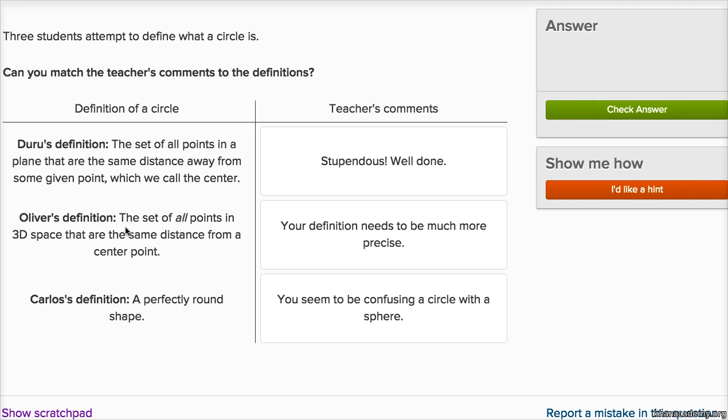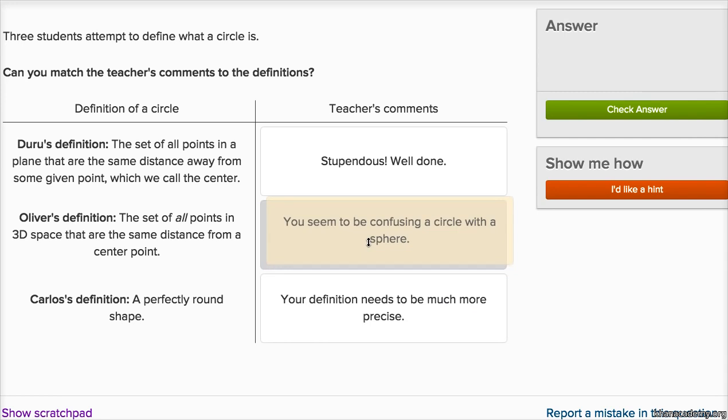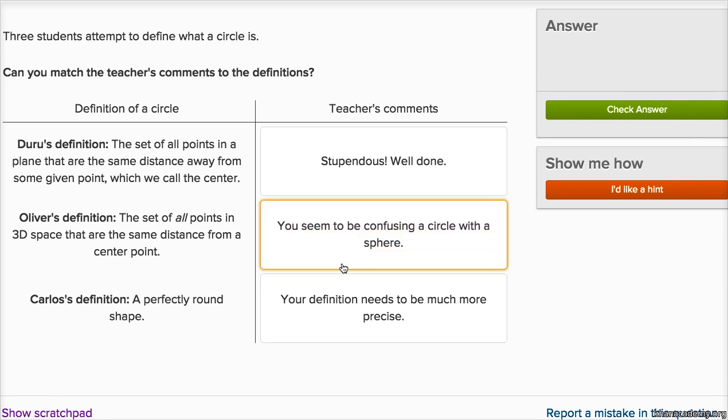Oliver's definition: the set of all points in 3D space that are the same distance from a center point. Well, if we're talking about 3D space and the set of all points that are equidistant from that point in 3D space, now we're talking about a sphere, not a circle. And so you seem to be confusing a circle with a sphere.